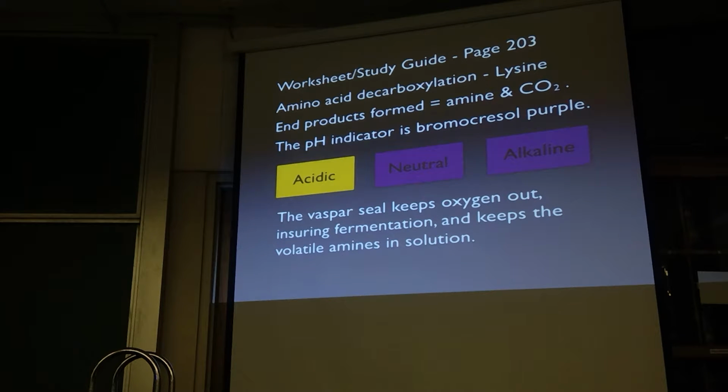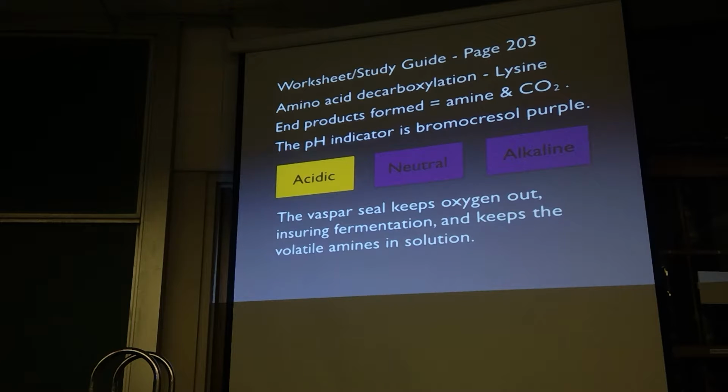So here's our work study guide again. This is on page 203. It says the amino acid being decarboxylated is lysine. It tells you that the end products formed are an amine and CO2. So if lysine is decarboxylated, the carboxyl group is going to come off. That's going to form the CO2, and what's left is the amine, cadaverine. Smells bad, it's volatile, so we have to seal it in solution. That's why we put the Vaspar on.